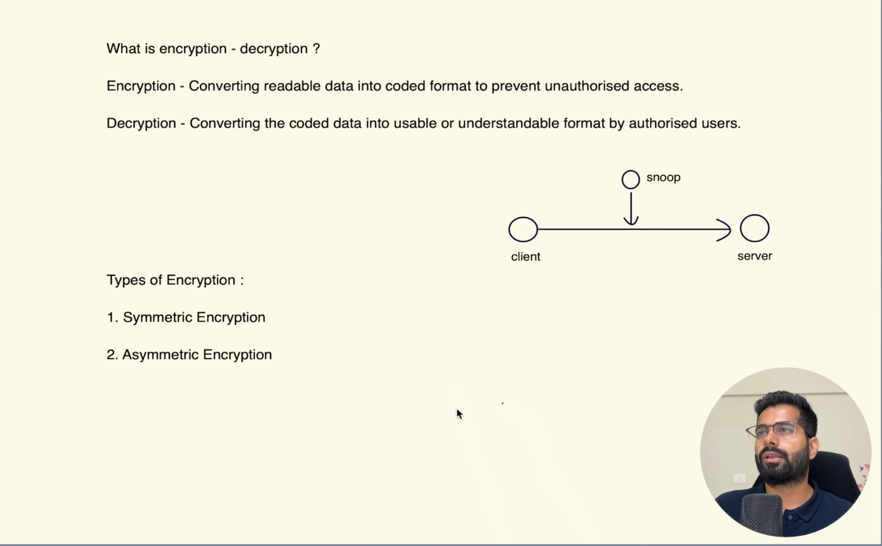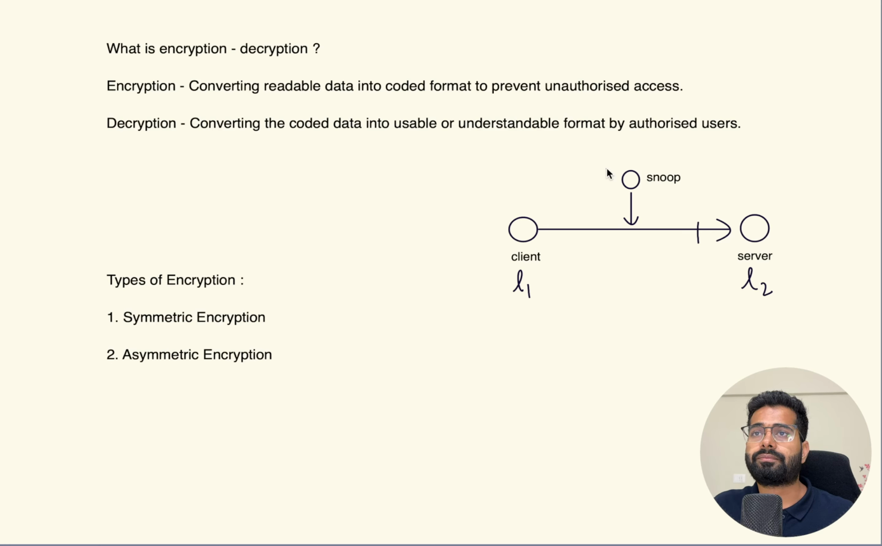So let's get started. So what is encryption? Primarily during encryption, we translate the data from a readable format into a non-readable format so that it cannot be accessed by any unauthorized person. So let's understand with an example. Let's say you are a client and there's a server and they both are sitting at two different geographical locations and they are connected through internet.